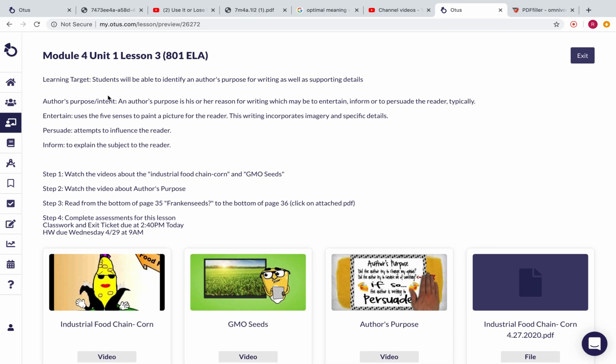So, one purpose can be to entertain, which is pretty self explanatory. And how you know that the author's purpose is to entertain is when the author uses the five senses to paint a picture for the reader. And this writing typically incorporates imagery and very specific details. And when you look out for those specific things, you can determine that the author's purpose was to entertain. And I also want you to keep in mind that sometimes an author can have more than one of these purposes.